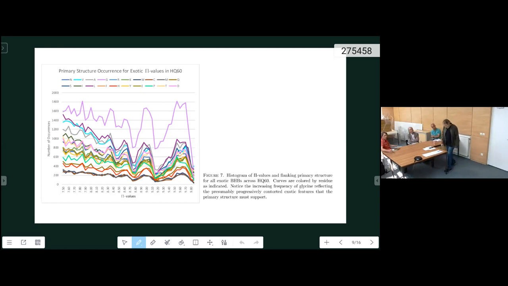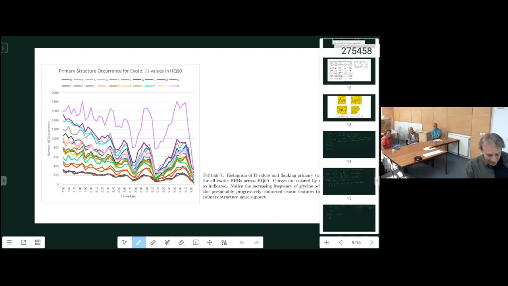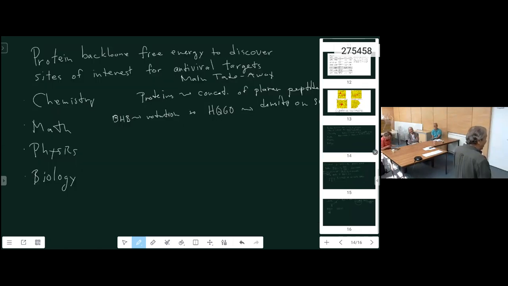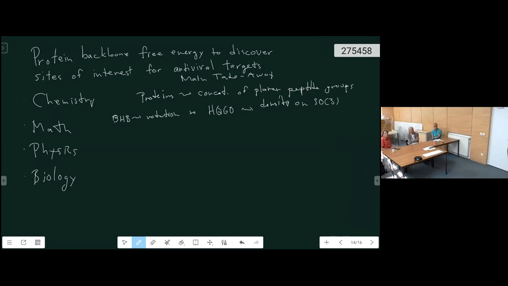Okay, so that's it for the physics. And you see it was only sort of physics. It was quasi-physics, I guess you could say. Let's go to our takeaway board, and the takeaway is that BHB free energies can be estimated from our density.